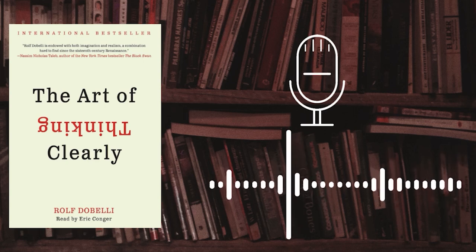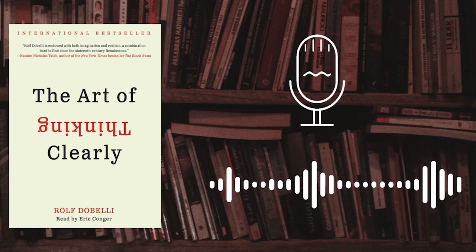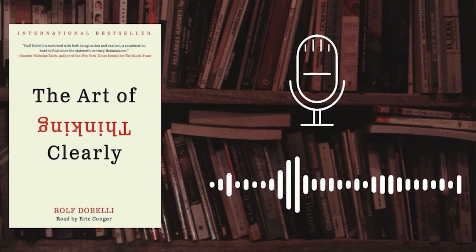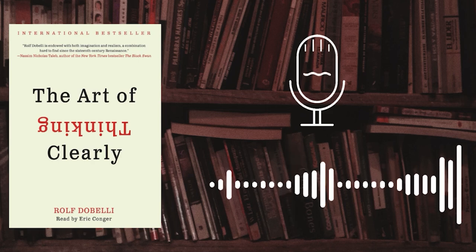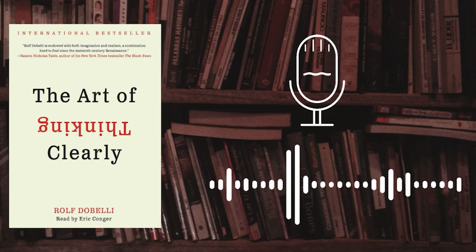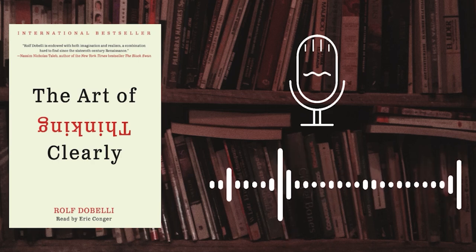Prediction error. Prediction error is the tendency to overestimate our ability to predict the future. This leads to unrealistic expectations and poor planning. Understanding prediction error helps us set more realistic goals and better manage uncertainty.